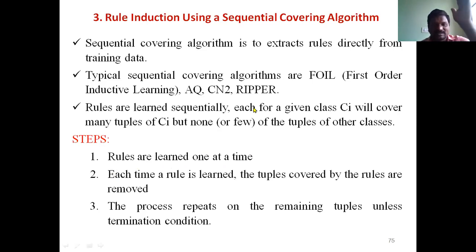For example, first you take one rule: if age equals youth and student equals yes, then buys computer. Each time a rule is learned, the tuples covered by the rule are removed. From the data set, you first learn one rule. If you take that rule, how many rows does it cover? Those rows are then removed.